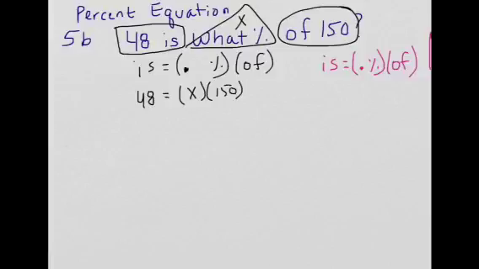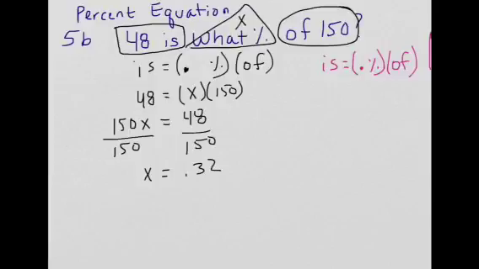Now we have to make sure we show our algebra, so it's going to be 150X is equal to 48. We're going to divide by 150, divide by 150, and we're going to get X is equal to 0.32. Now remember that we're looking for percent, so we have to multiply this times 100 so that we can get X is equal to 32%.